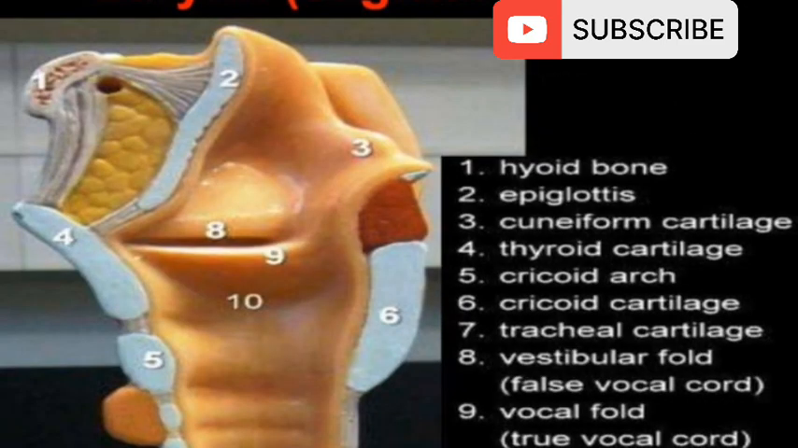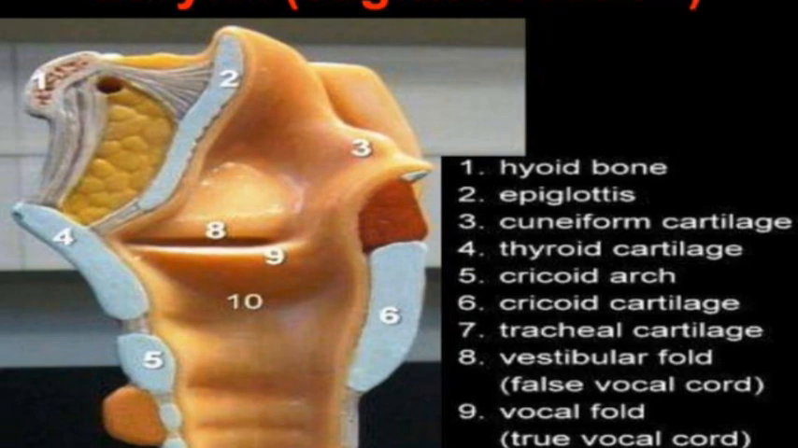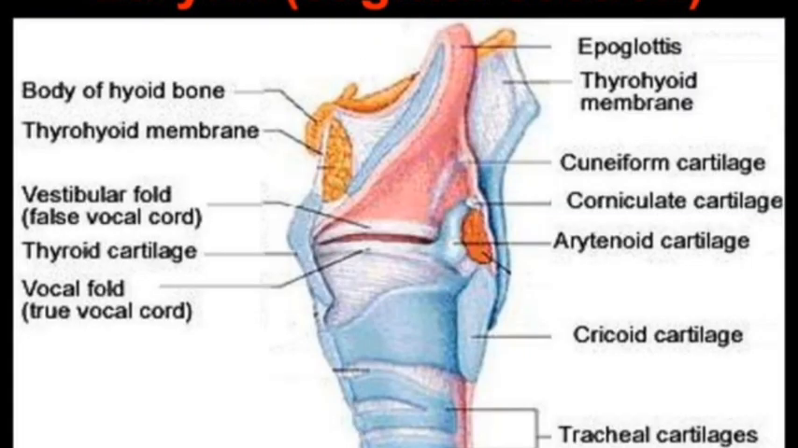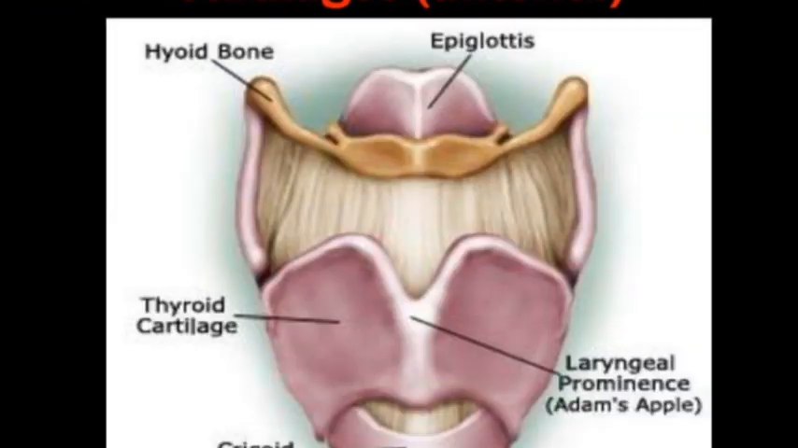Now after the posterior view, let's look at the larynx from the midsagittal section. Number 1, we get the hyoid bone. 2, we get the epiglottis. 3, we get the cuneiform cartilage. 4th, we have the thyroid cartilage. Number 5 is the cricoid arch. Number 6 is the cricoid cartilage. Number 7, we can see the tracheal cartilage. Number 8 is the vestibular fold, which is our false vocal cord. Number 9 is the true vocal cord. So these are the structures we can see in the midsagittal section of our larynx, and this is the image we can see clearly.